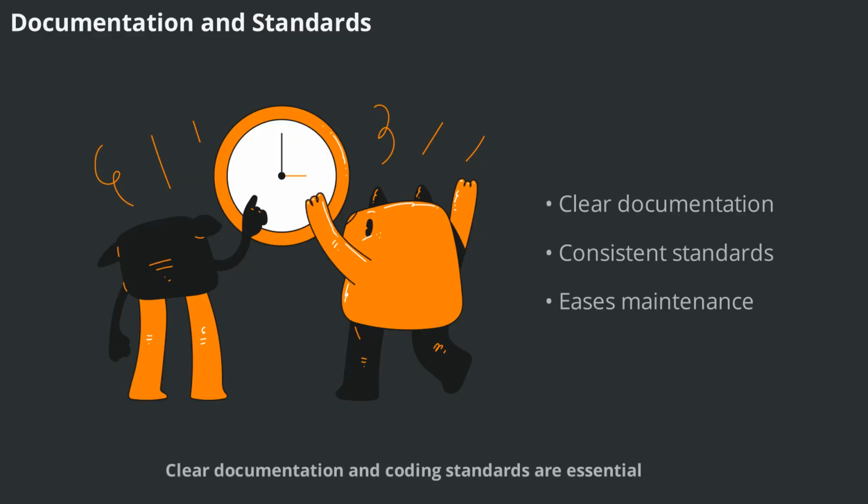Clear documentation and coding standards are essential for maintaining a scalable deep linking system. By documenting your routing pipeline, route definitions, and guard logic, you make it easier for current and future developers to understand and extend your system. Standards ensure consistency and reduce the risk of errors as your team grows.